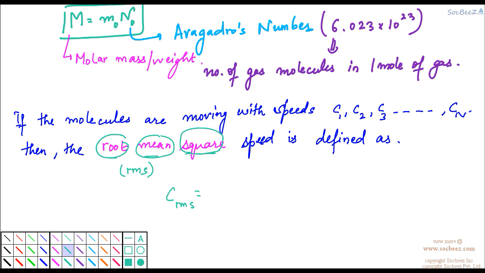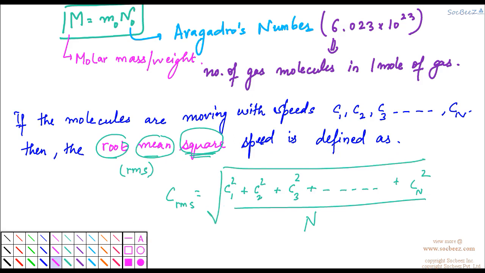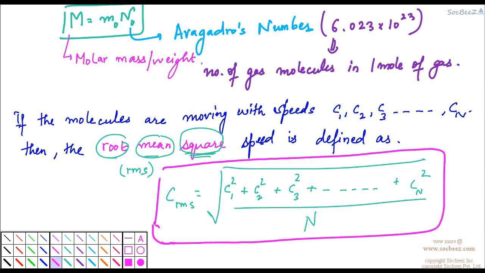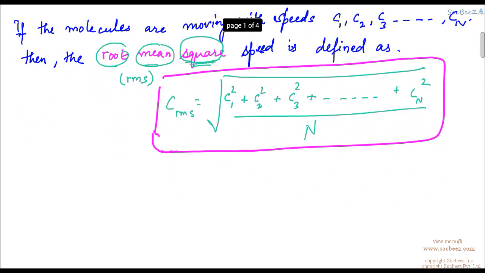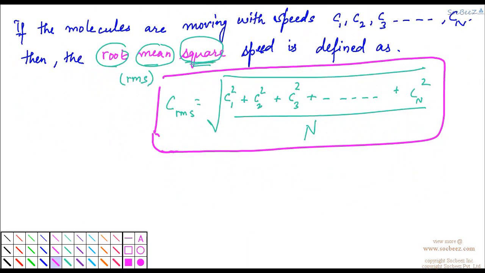If you apply this, first you square all the speeds: c1 square, c2 square, c3 square, continued to cn square. Then you take the mean, that is you add all of them and divide by n. Then you take the whole root of it. So this is the definition of the root mean square speed of the gas. That is, square the speeds of each and every molecule, take the mean of it, and then take the square root of it. It is defined for the whole of the gas.